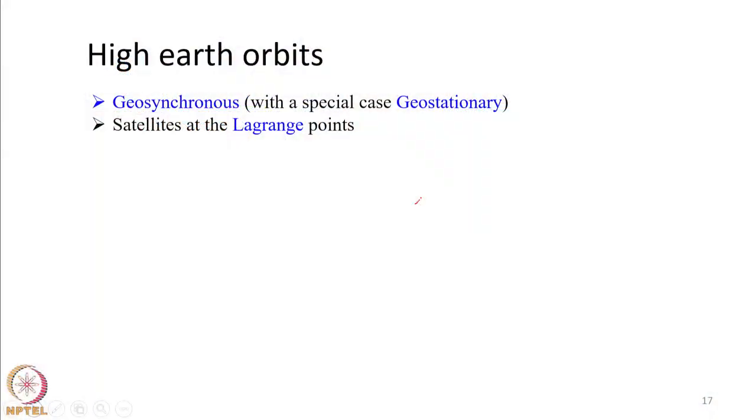First, we will start discussing the high Earth orbits. One of the major or primarily used high Earth orbits is the geosynchronous orbit. In addition to geosynchronous orbit, we also have what are known as Lagrange points, in which a satellite can be positioned to observe the Earth's surface.